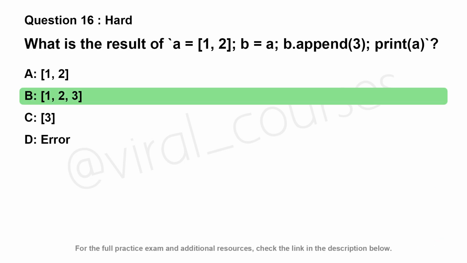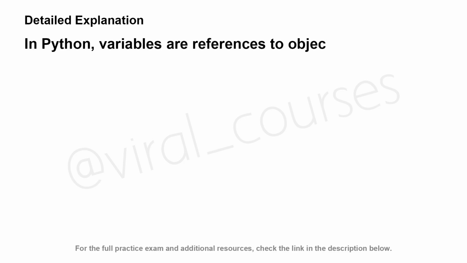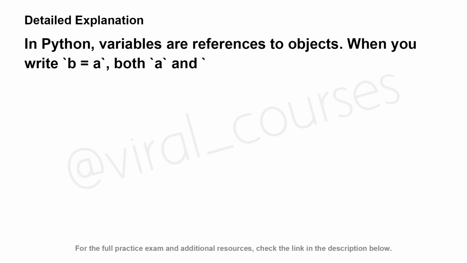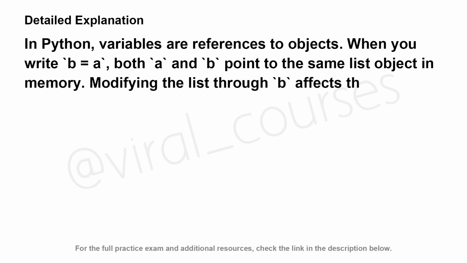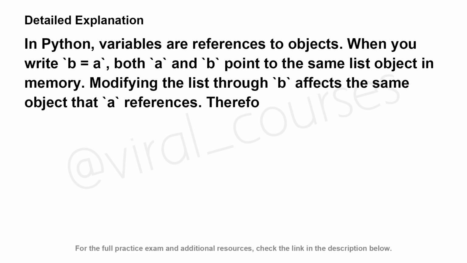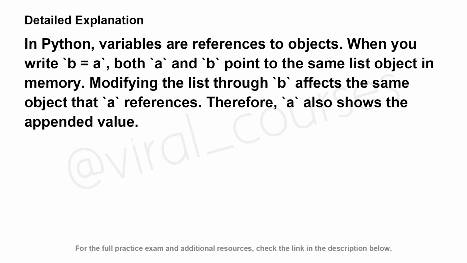The correct answer is B. In Python, variables are references to objects. When you write b = a, both a and b point to the same list object in memory. Modifying the list through b affects the same object that a references. Therefore, a also shows the appended value.